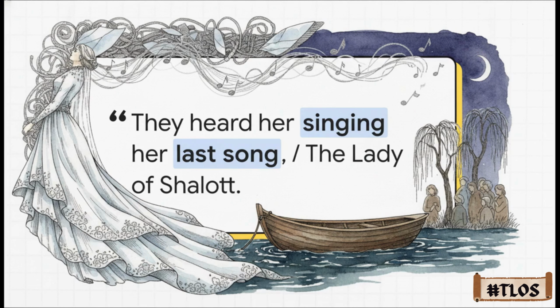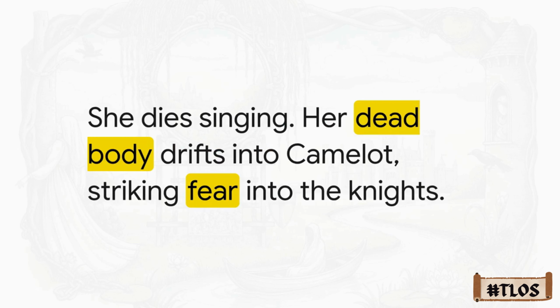As the river bears her away, the people on the banks hear a mournful, holy carol. Just as the text says, they heard her singing her last song. It's a literal death song, as she floats toward the world she was forbidden to join. And this brilliantly illustrates the utter tragedy of her fate. She doesn't even make it. Her blood freezes, her eyes darken, and she dies singing before the boat even reaches the first house by the waterside. Her silent, lifeless body drifts right into the heart of Camelot.